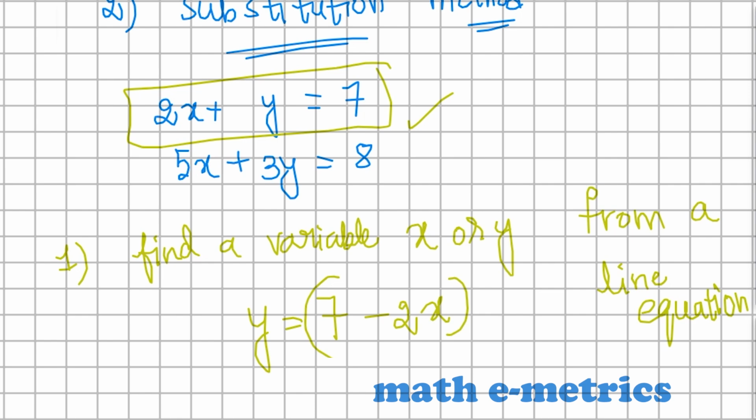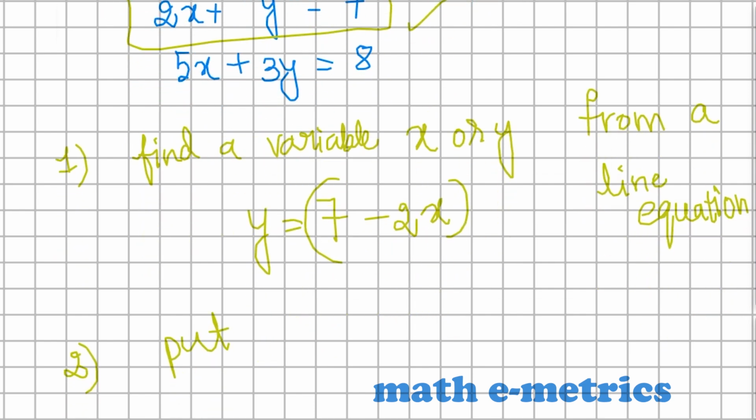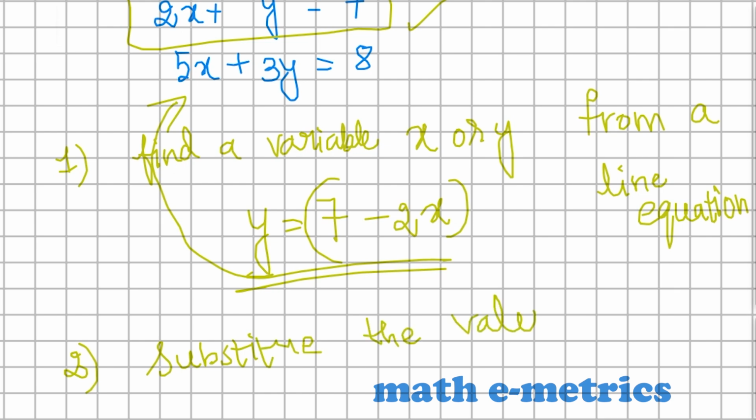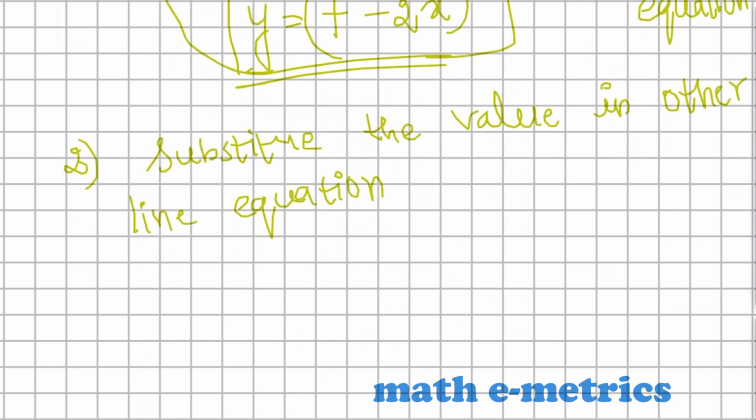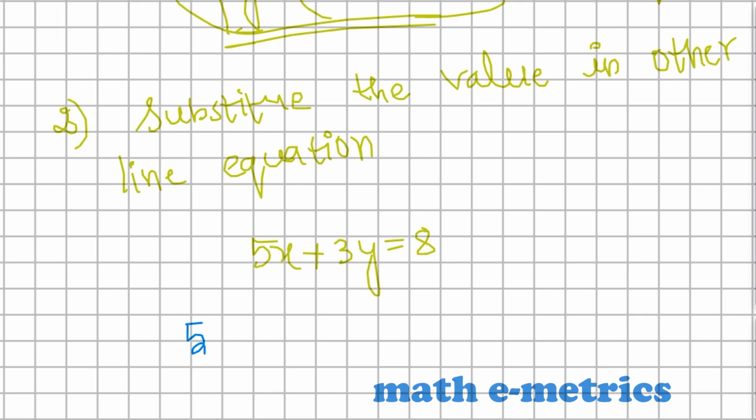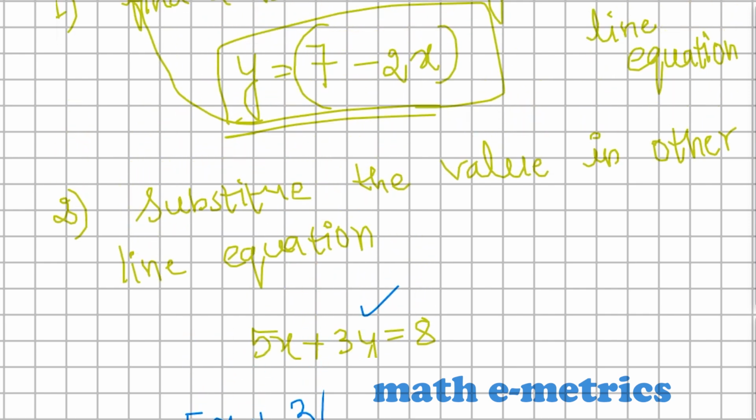The second step is to substitute that value in the other line equation. So substitute this value in the second line. So y is equal to 7 minus 2x, and 5x plus 3y was 8. So you put the y value here. y was 7 minus 2x.